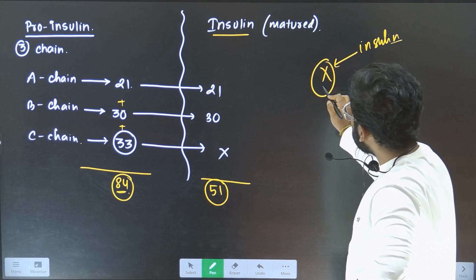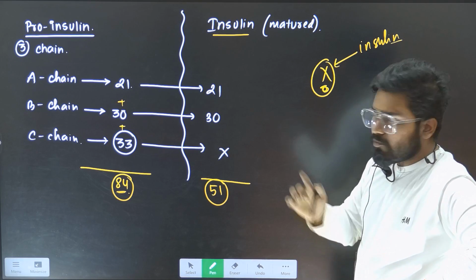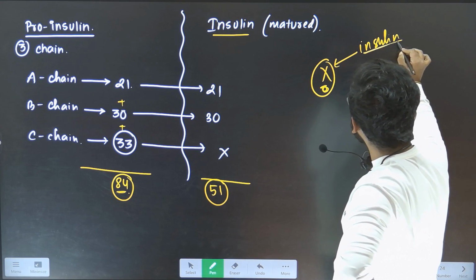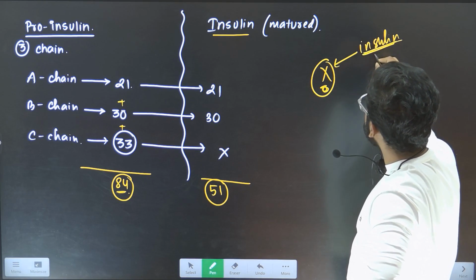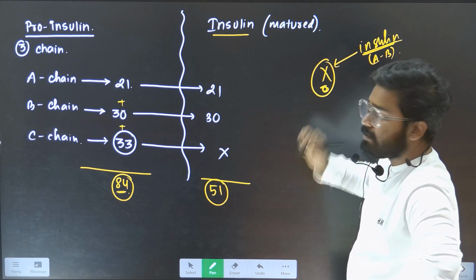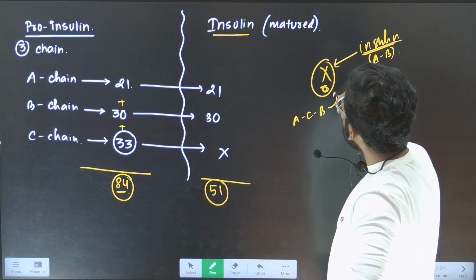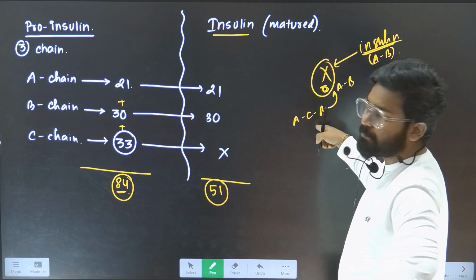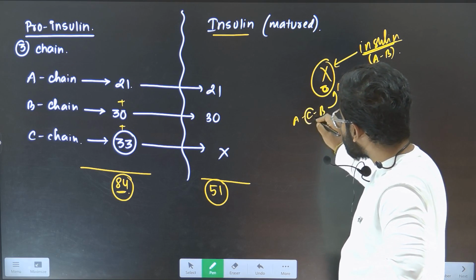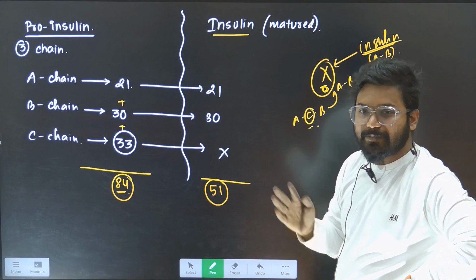Now you want to check how much insulin his body produces. What would you do? See, the insulin that we are providing artificially contains A and B chain, that is the matured insulin. But the insulin produced in the body has been produced from ACB to AB. So we will check for the C peptide, the number of C peptides present in the body.